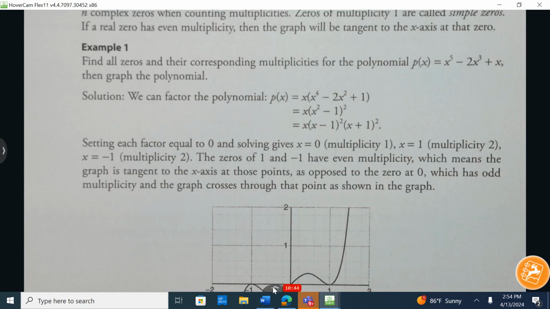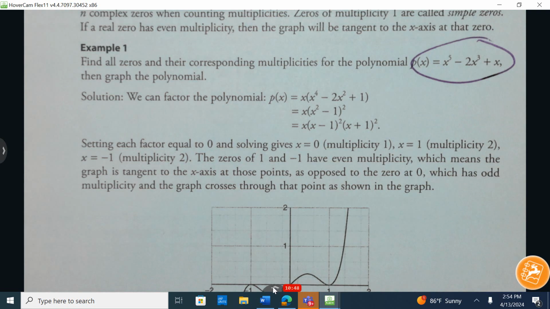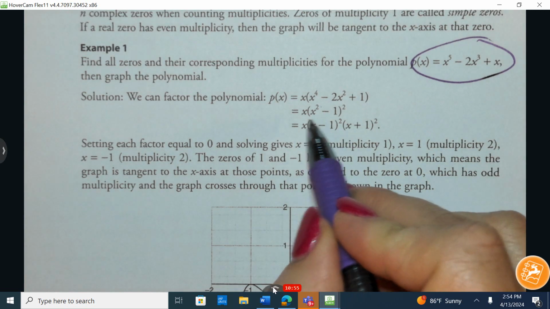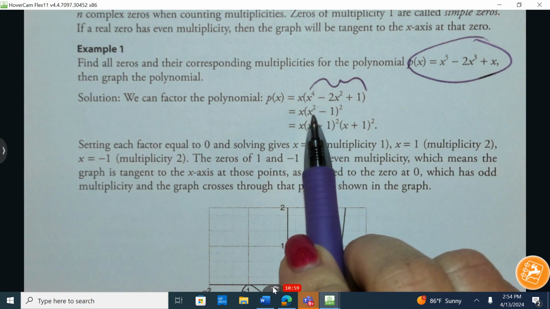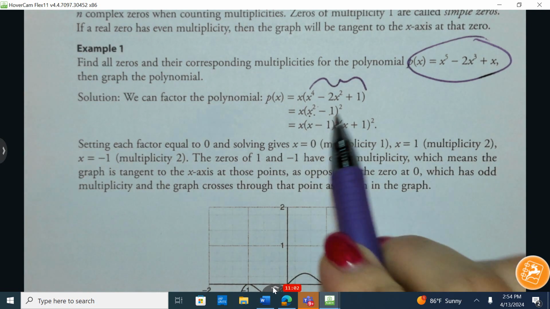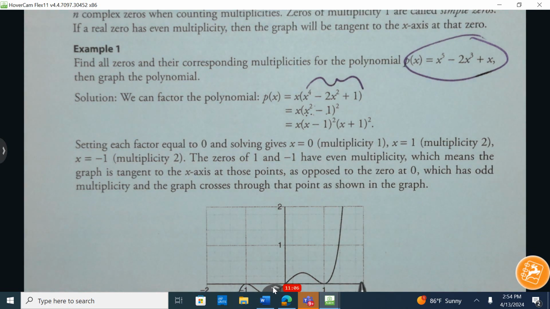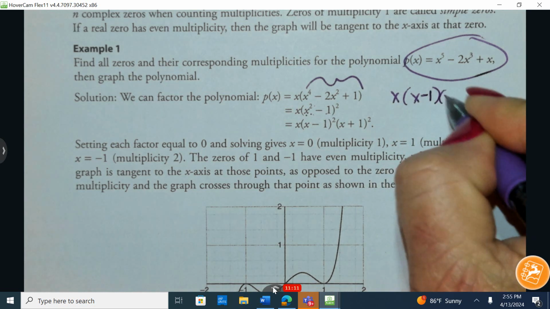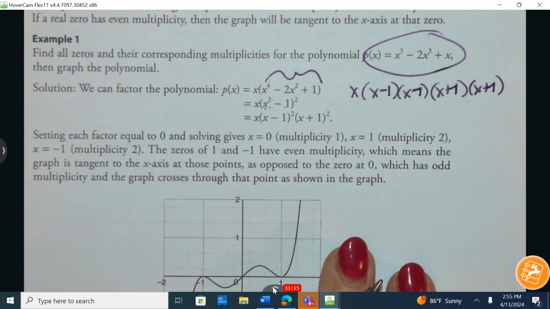Interesting one, and definitely one we want to touch on. If you could look at what we are provided here. We want to find all the zeros and the corresponding multiplicities of the graph. The first thing they did is they factored out an x, and then from this portion right here, they were able to factor that into x squared minus 1, and x squared minus 1 breaks into x plus 1 and x minus 1. So if you want to write this out: x, x minus 1, x plus 1, and x plus 1. That's what it looks like right now.